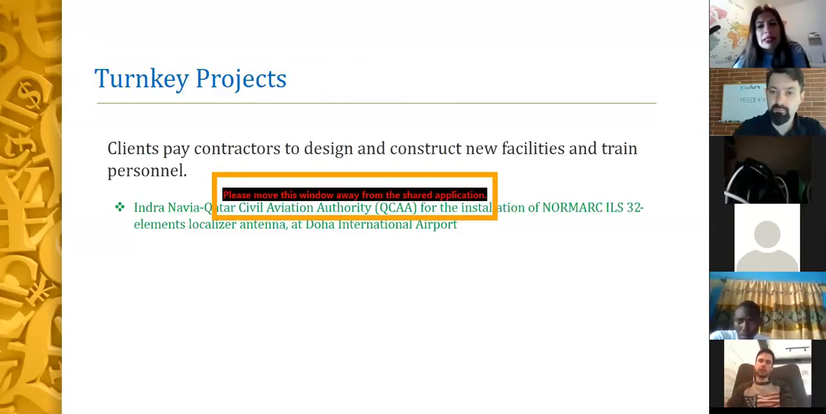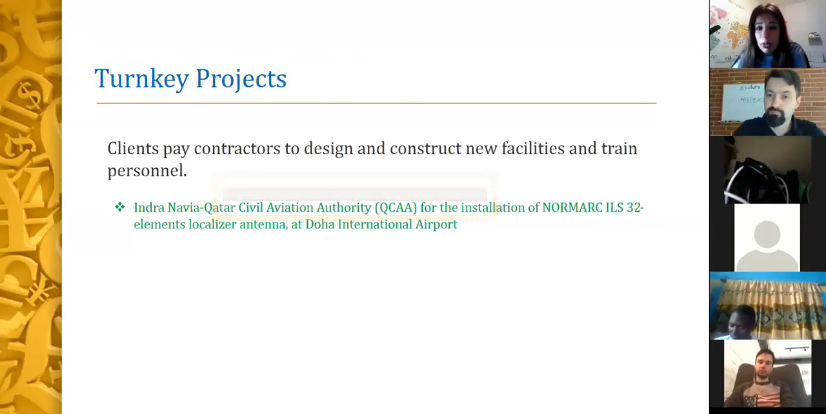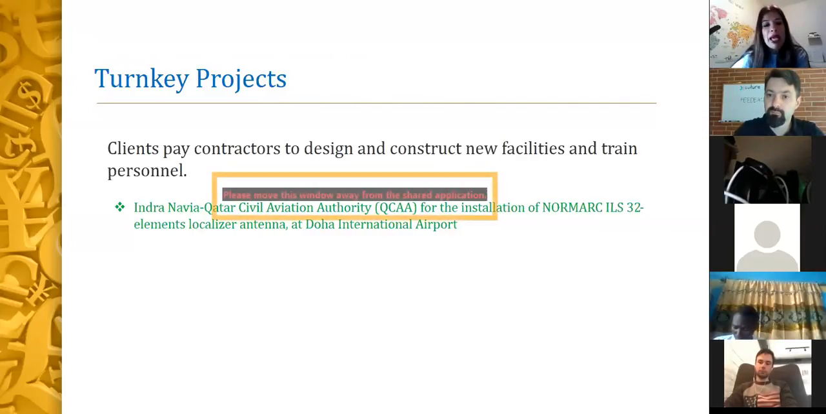So for example, recently I was reading about the Norwegian subsidiary Intra, which has installed the airline tracking system at the Doha International Airport. It was a turnkey project and another way of entering into the foreign markets.